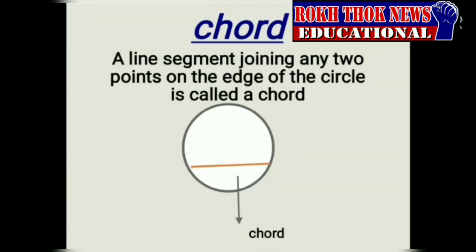Now, the second part is chord. What do you mean by chord? A line segment joining any 2 points on the edge of the circle is called a chord. Now see, children, the chord is shown with the arrow. You can see the black line drawn. So, a line segment joining any 2 points on the edge of the circle is called a chord.